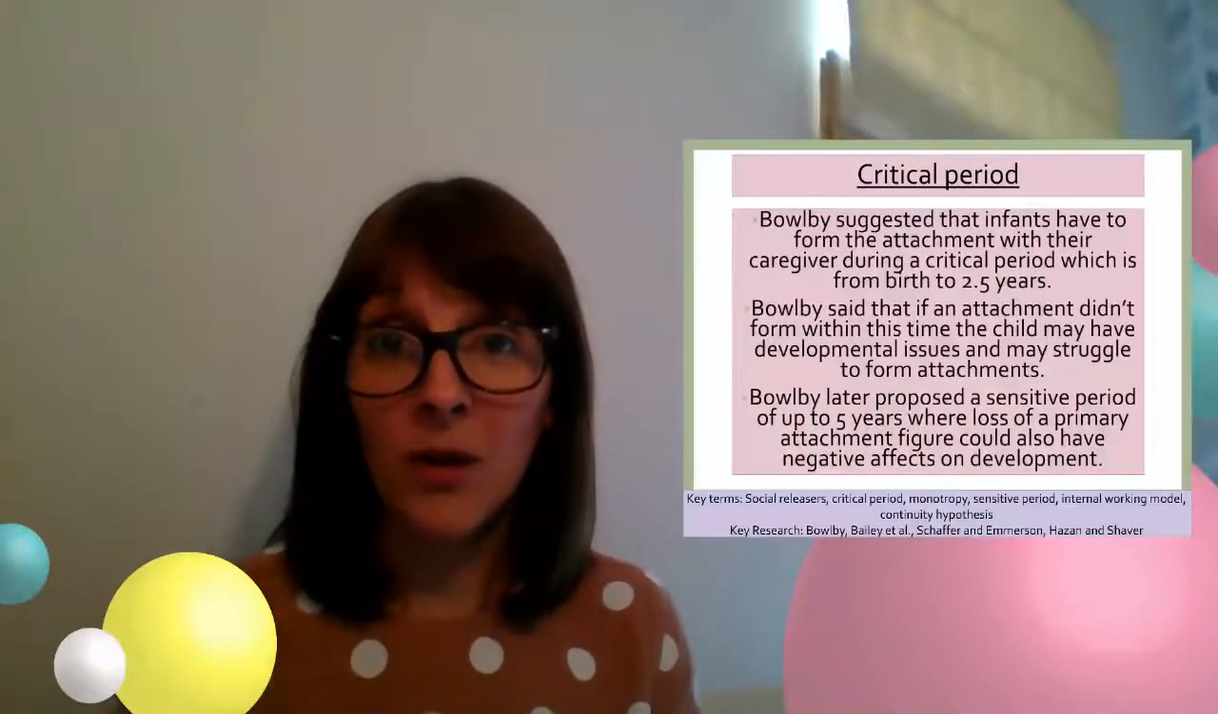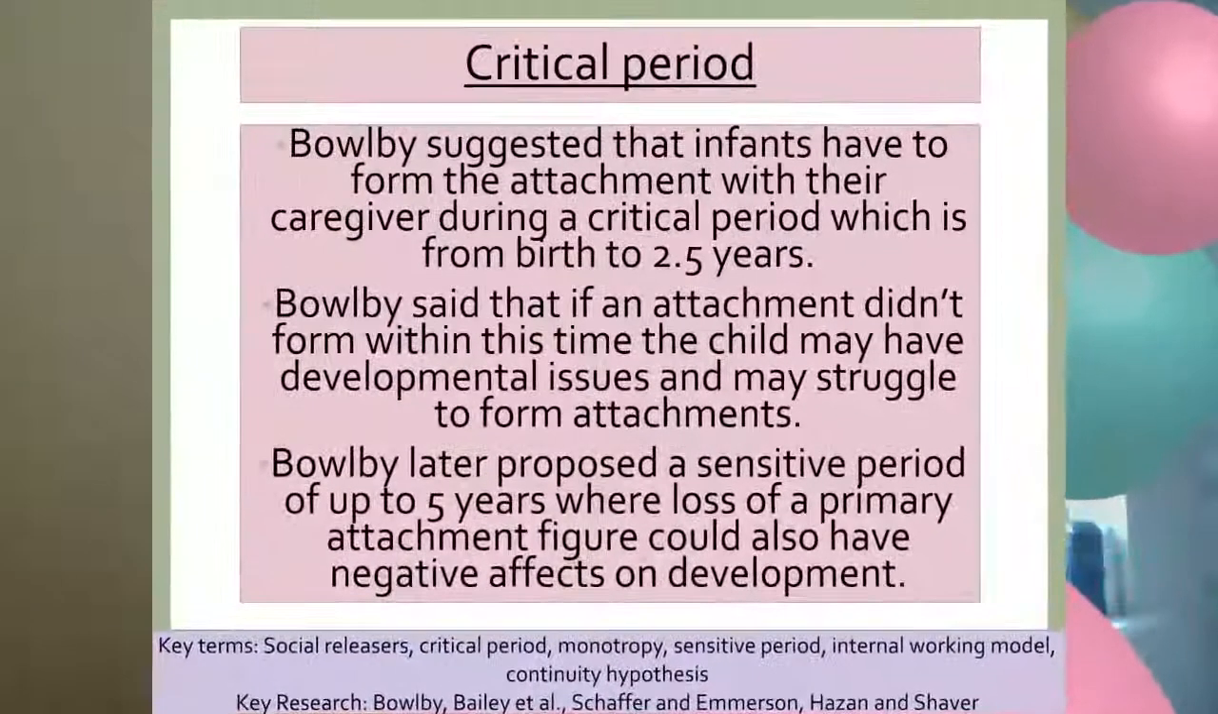Then Bowlby talked about a critical period. He suggested that infants had to form an attachment within a critical period. This is birth to 2.5 years. And if an attachment didn't form within this period of time, it could cause the infant to have developmental issues, and they might struggle to form attachments in the future. And this again links into his theory of maternal deprivation, which we'll look at in the future.